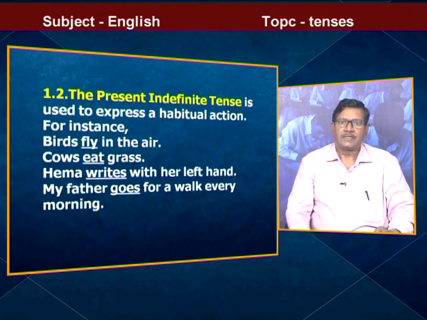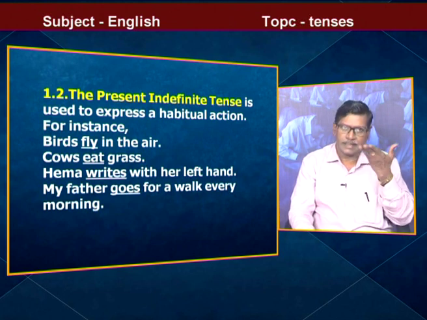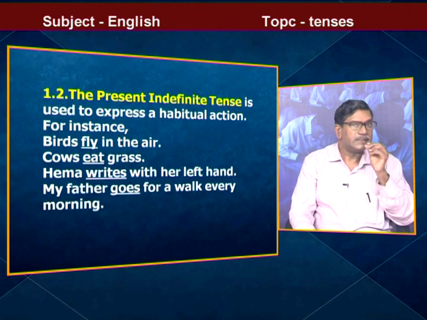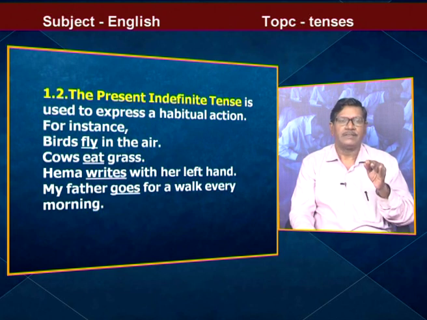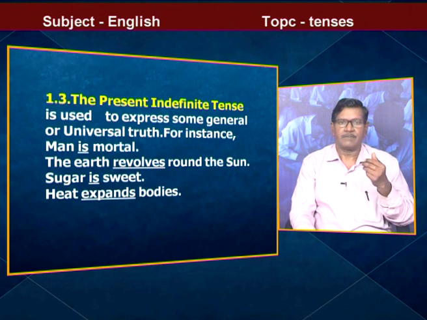The present indefinite tense is used to express a habitual action. For instance, birds fly in the air, cows eat grass, Hema writes with her left hand, my father goes for a walk every morning. These are all habitual actions. So, for expressing a habitual action, we use this simple present tense or present indefinite tense.